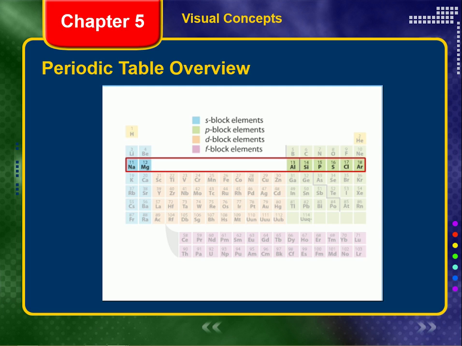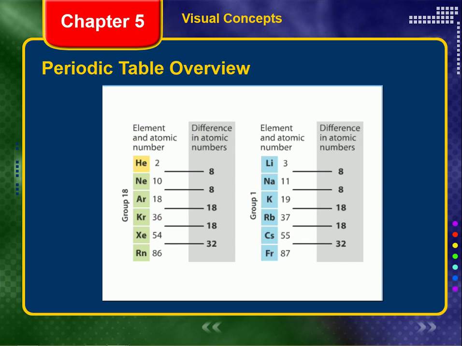A horizontal row of elements forms a period. The differences between elements in a period and elements in the next period are consistent between the groups. For example, if we look at the difference between elements in group 18 and in group 1, we see that the difference in atomic numbers is constant. 8, then 8, then 18, then 18, and then 32. This means that the atoms are consistently becoming larger by a set number of protons as you move from period to period.